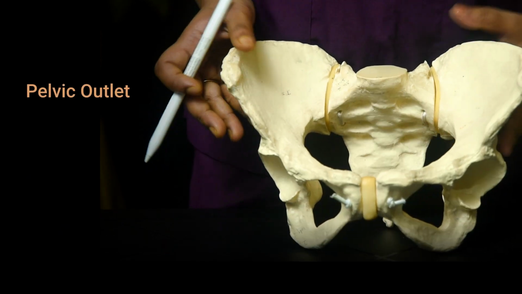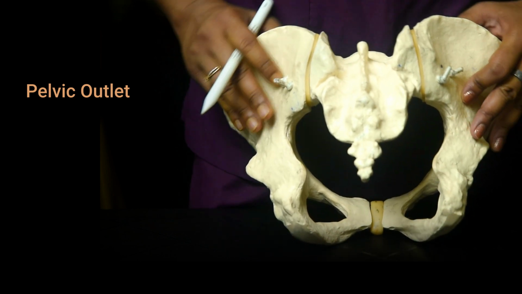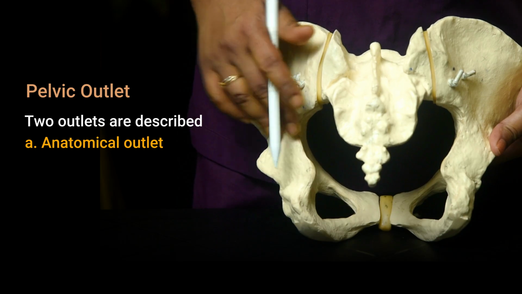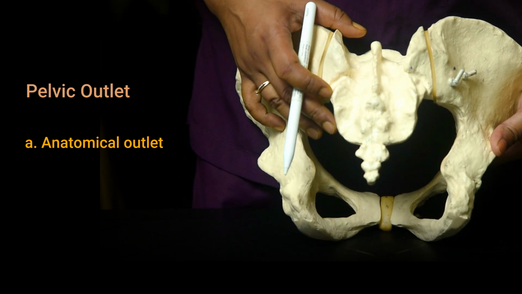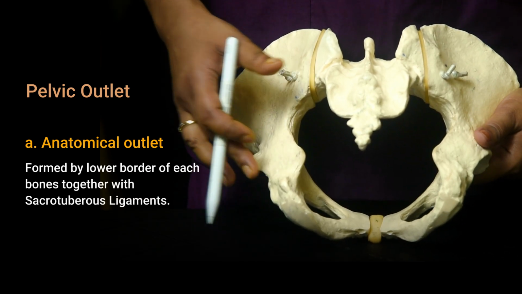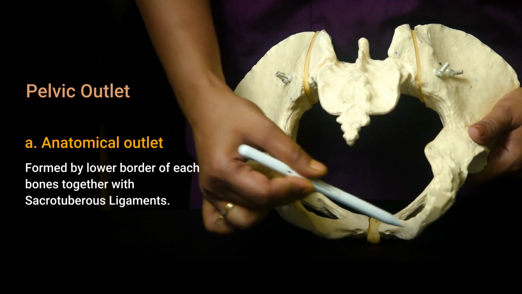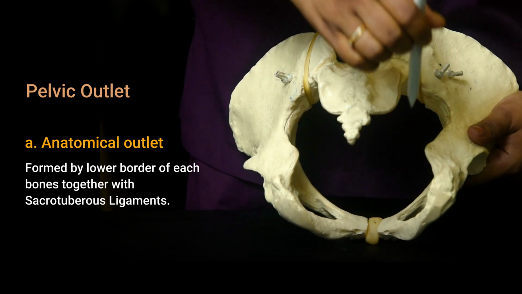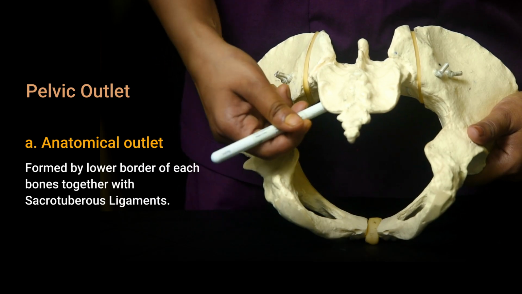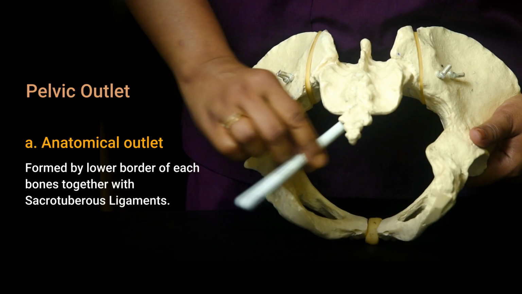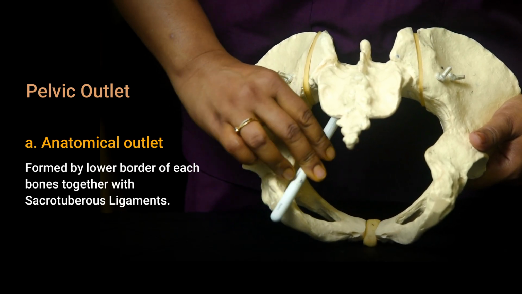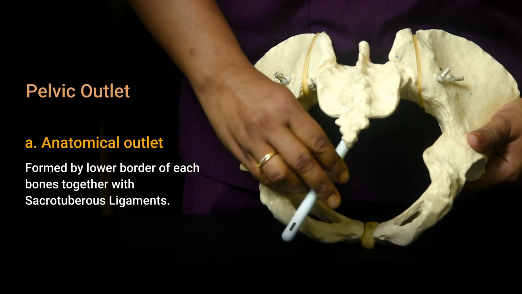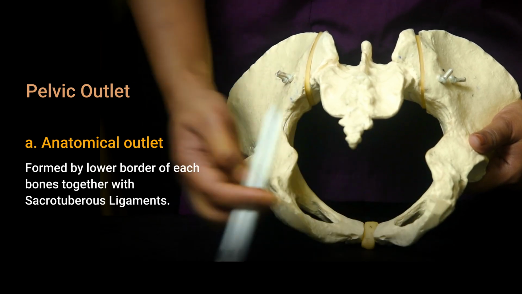Now come to the pelvic outlet. To show the pelvic outlet, you have to turn the pelvis like this. There are two outlets described: one is the anatomical outlet and the second is the obstetrical outlet. What do we mean by anatomical outlet? It is formed by the lower border of each bone and the sacrotuberous ligaments. I told you beforehand about the sacrotuberous ligaments, running from the sacrum to here. So the lower or end part of each bone ends with the sacrotuberous ligaments. This is the anatomical outlet.